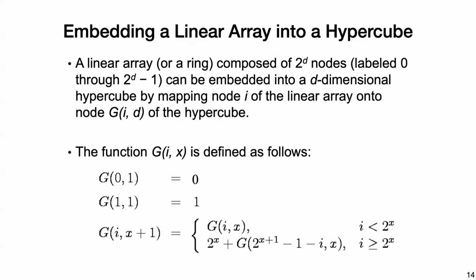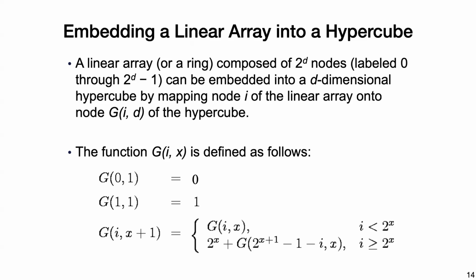The base case again, 0 and 1 is 0 and 1 here. And this is the recursive definition. So if i is the rank, and x plus 1 is the number of bits, then G(i, x plus 1), recursively defined, is G(i, x) when you're in the first half, so i is less than 2 to the x. You have 2 to the x plus 1 numbers if you have x plus 1 bits.